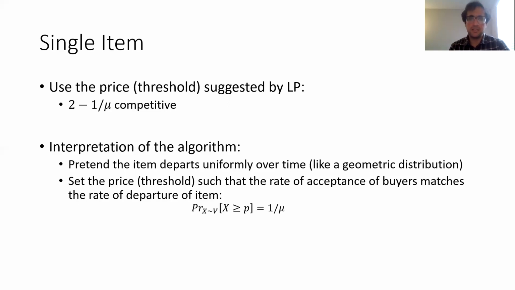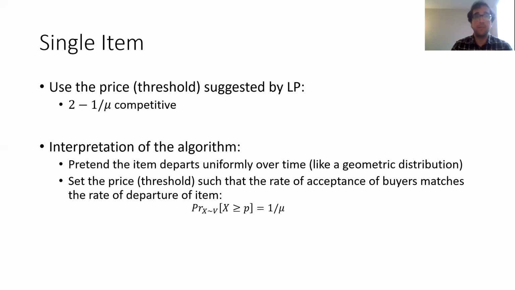An interpretation of the algorithm explained is as follows. We can pretend that our item departs uniformly over time, just like a geometric distribution. And then our algorithm is like balancing the rate of acceptance of buyers with the rate of departure of the item. So that's just an interpretation of the algorithm.